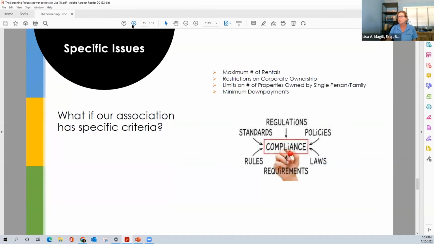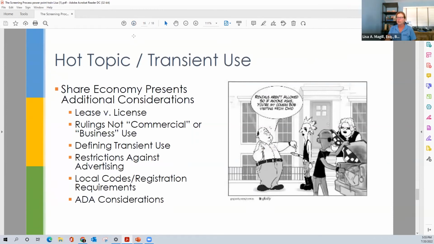I'm talking fast. So specific issues, what if the association has specific criteria? Again, this goes to what you're going to ask on your application and what you're going to ask about in the interview or with respect to additional requests for supplementals. So hot topics, transient uses, we're practically finished with our slides now. I can actually talk about some of the questions that are on here.